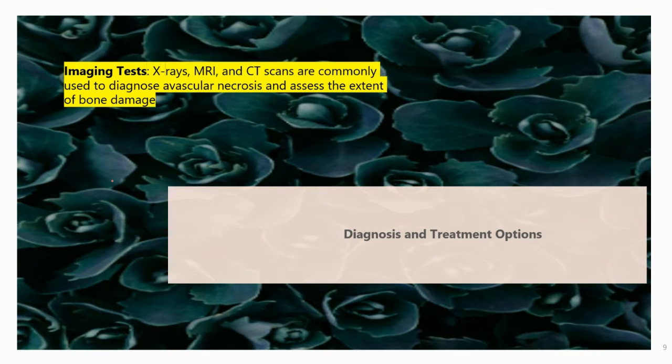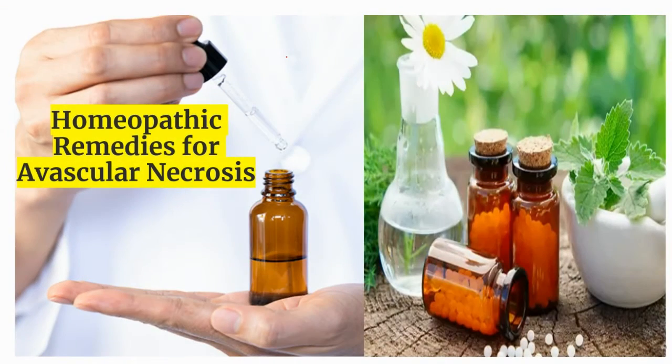Okay, so this was all about the broad classification of stages of avascular necrosis. So, in order to diagnose avascular necrosis, we have imaging tests like X-ray, MRI, and CT scans. They are the tests which are used to diagnose avascular necrosis and assess the extent of bone damage. And apart from this, we also have physical therapy and exercises which are used to maintain joint mobility and reduce the stress on the affected bone. And in advanced cases, procedures such as core decompression.